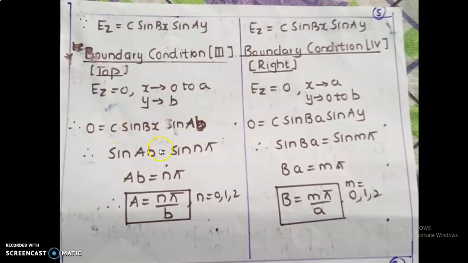So now something is making this equation 0. Definitely sin Bx cannot be made 0 because of its variability. Now I can say that this term should become 0. So this part becomes 0, but 0 can also be written as sin n pi. So after equating both, I can say that AB is equal to n pi, then capital A is equal to n pi by B.